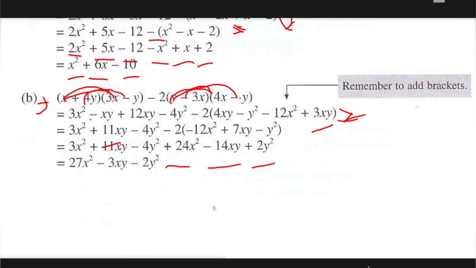Now we collect all like terms. We have plus 11xy with negative 14xy. For the x squared terms, 3x squared plus 24x squared gives 27x squared. 11xy plus minus 14xy gives negative 3xy. Now minus 4y squared plus 2y squared gives minus 2y squared.